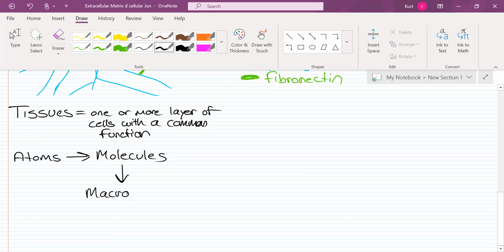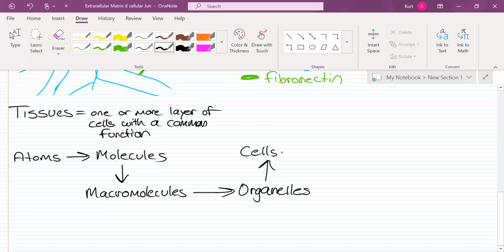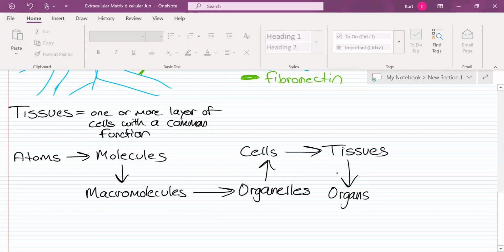Macromolecules. When you get a lot of macromolecules together, what do you make? Organelles. Keep it going. A lot of organelles. What's next? Cells. A lot of cells, what? Tissues. A lot of tissues, what do you get? Organs. Multiple layers of tissue. Oops, I don't know why I just did two.